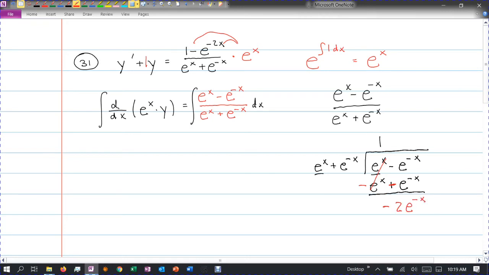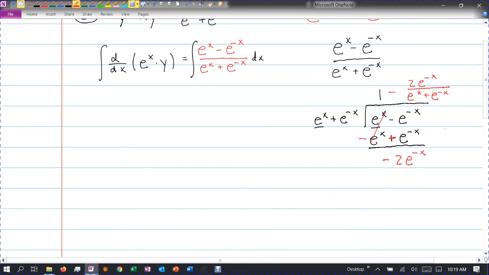And now, I think this is just going to be my remainder, minus 2e to the negative x over e to the x plus e to the negative x. God, I really don't like that. Okay, so what would happen if I try and integrate that? Integrate 1 minus 2e to the negative x over e to the x plus e to the negative x.